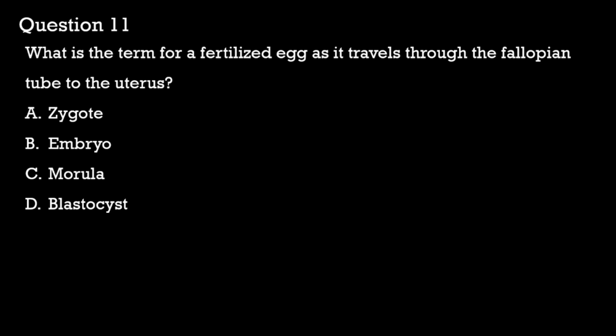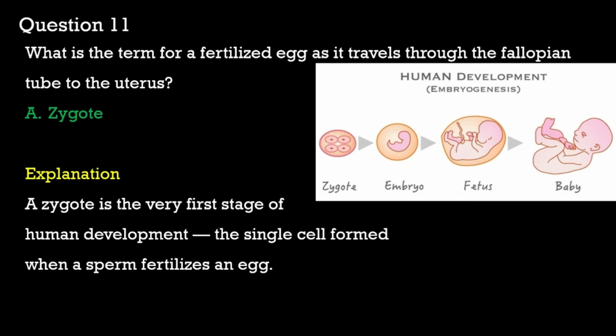Morula is an early stage of cell division before the blastocyst forms. It is part of the zygote development, but not the name for the whole period. While a blastocyst is a hollow ball of cells that implants into the uterine wall. So our answer here is option A, and I've included a screenshot of the various developments.